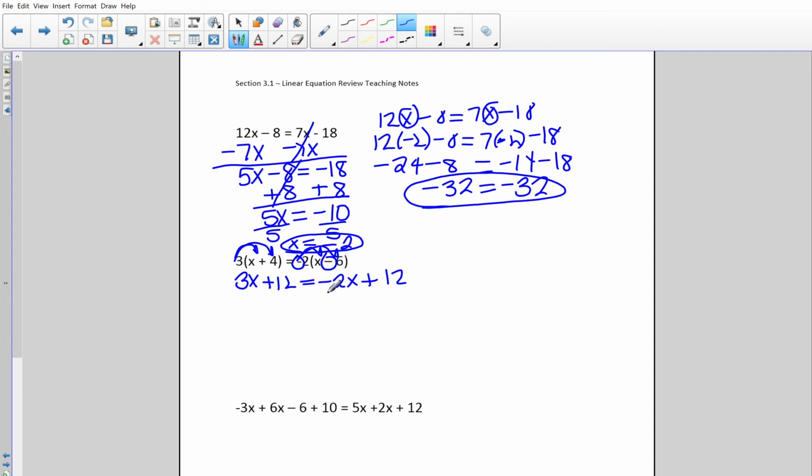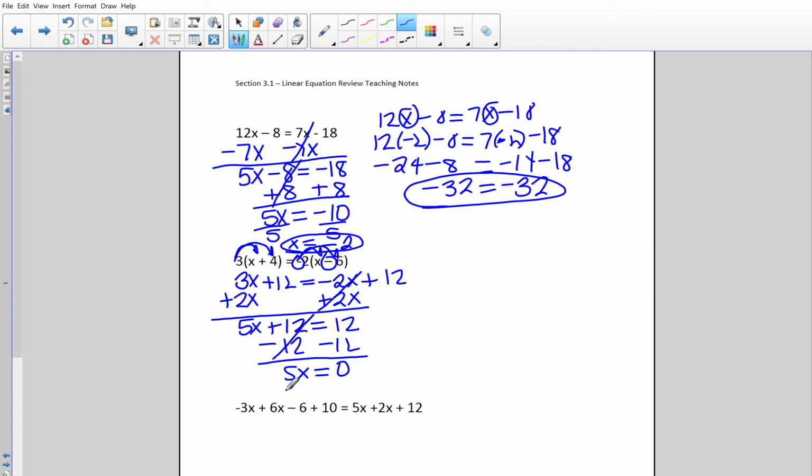So this time I'll take this negative 2x and change it to a positive. Again, I'd much rather work with positives than negatives. So this cancels. I have 5x plus 12 is equal to 12. So I'm going to subtract. Remember, I got to move away from the variable, so I'm going to subtract 12 from both sides. I have 5x, and this is going to equal 0.